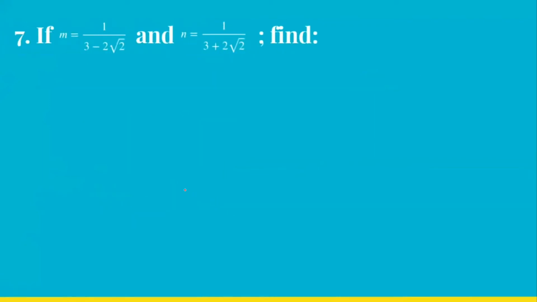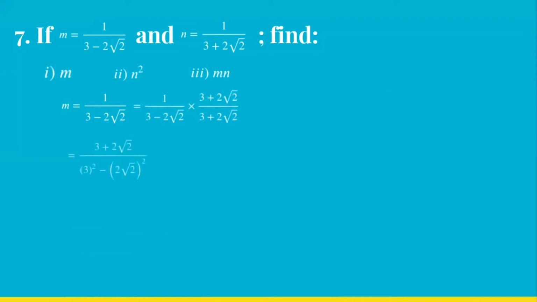So m is 1 upon (3 minus 2 root 2) and n is 1 upon (3 plus 2 root 2). You have to find the value of m square, n square and mn. The same as we did in the previous question. So go on solving this. Rationalize the denominator. Let us find the simplified version of m. Rationalizing the denominator, multiplying by 3 plus 2 root 2, we get 3 plus 2 root 2 upon a plus b into a minus b is a square minus b square. 3 square is 9 and 2 root 2 square is 8.